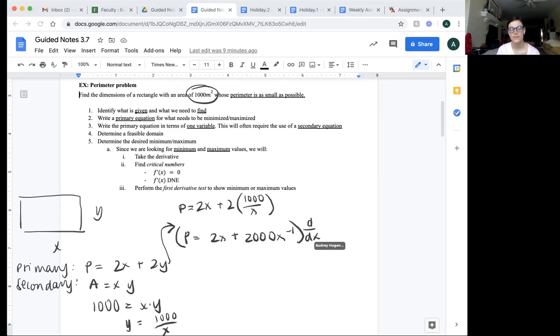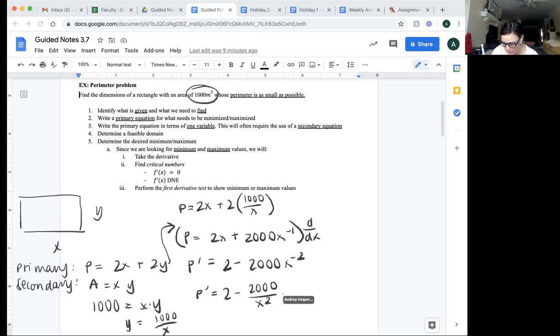This is implicit differentiation because again, we are taking the derivative in terms of x. So on the left side, we have that p, so that's going to become p prime because p is not an x. But then over here, we have the derivative of 2x in terms of x, which is going to be 2, plus 2,000x to the negative 1, which is going to give us minus 2,000x to the negative 2 when I take that derivative in terms of x. So now I know that I have p prime is equal to 2 minus 2,000 over x squared.